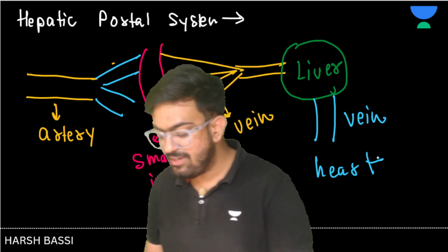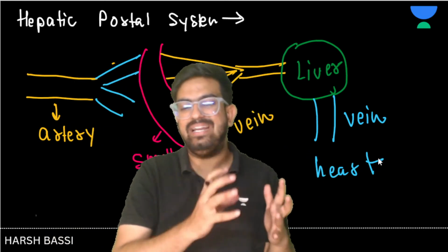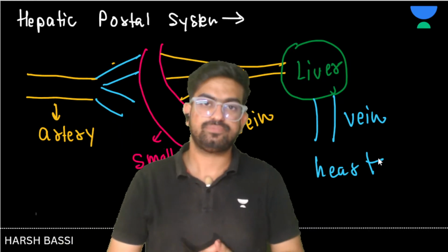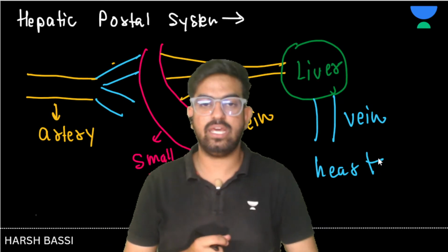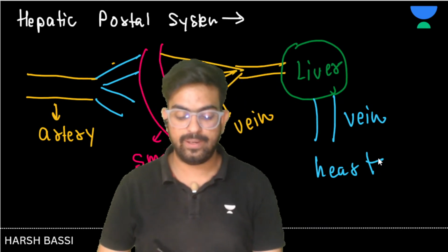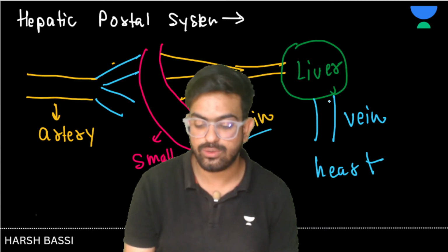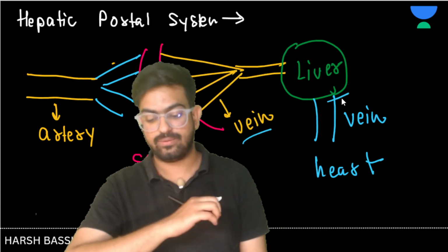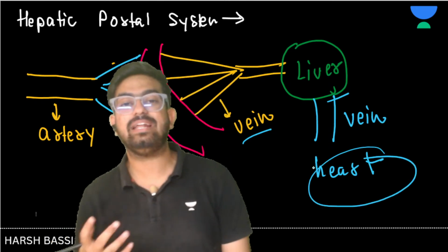So see, generally what happens? Generally, एक organ से blood दूसरे organ में नहीं जाता, एक organ से blood होके heart में ही जाता. But in this case, the blood from the small intestine through the veins goes into the liver, and from the liver it goes into the heart again. This is known as the hepatic portal system.